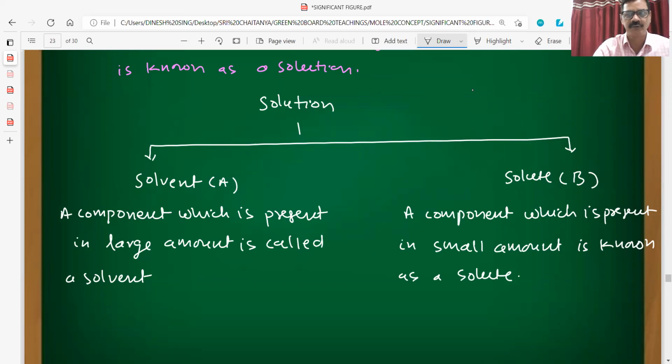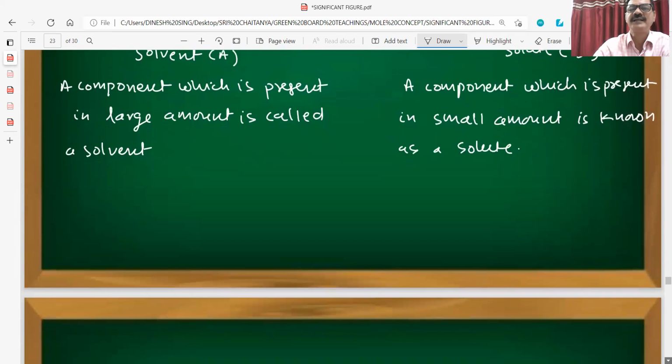So in a solution there are two components, one is the solvent and the other one is the solute. The solvent is the component which is present in excess amount, and we will denote this by capital letter A. And the solute is present in small amount. A component of a solution which is present in small amount is called a solute, and we will denote this by capital letter B.